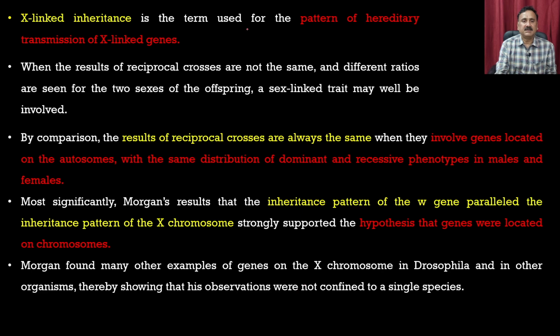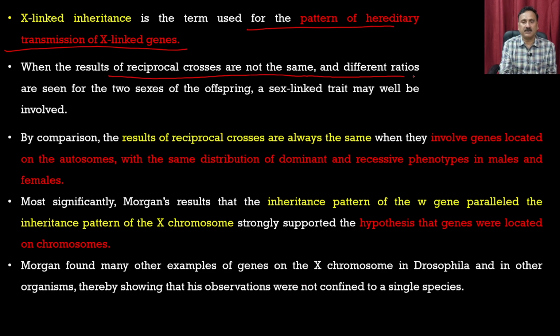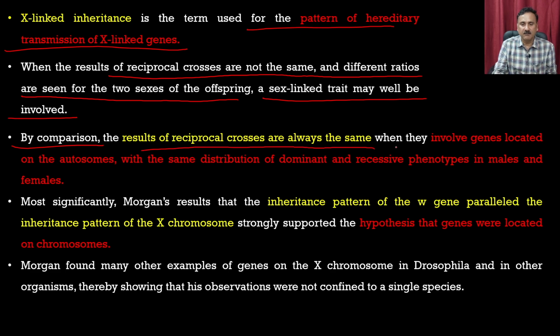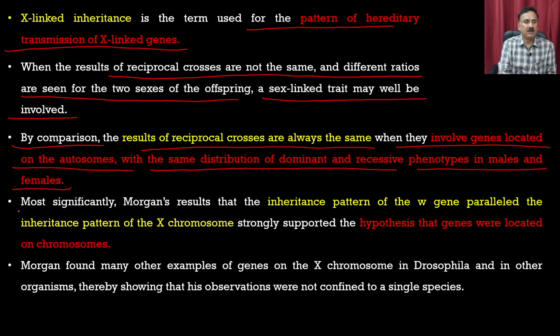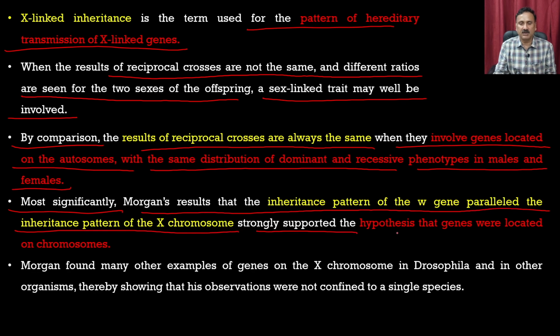X-linked inheritance is the term used for the pattern of hereditary transmission of X-linked genes. When the results of a reciprocal cross are not the same and different ratios are seen in the two sexes of the offspring, a sex-linked trait may be involved. By comparison, the results of a reciprocal cross are always the same when they involve a gene located on the autosomes, with the same distribution of dominant and recessive phenotypes in males and females. Most significantly, Morgan's results showed that the inheritance pattern of the W gene paralleled the inheritance pattern of the X chromosome, strongly supporting the hypothesis that genes were located on the chromosome.